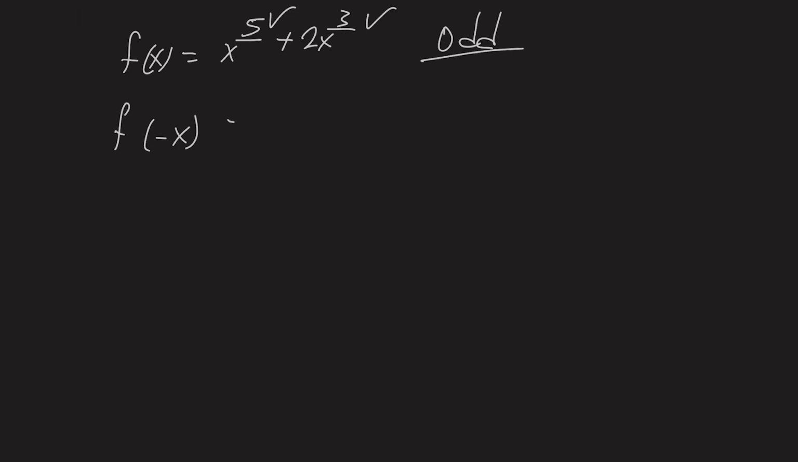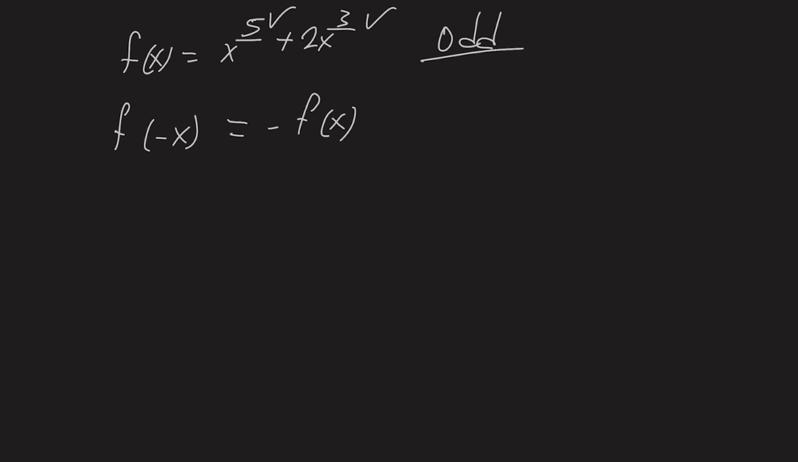Now let's take a look at an example of an odd function. f of x equals x to the fifth plus 2x to the third. We look at our exponents. Is this odd? Yes. Is this odd? Yes. That means this is an odd function. Boom, bam, bop. Now let's see if we can rigorously prove it using our condition: f of negative x equals negative f of x.